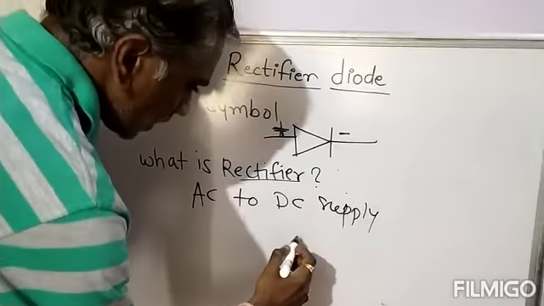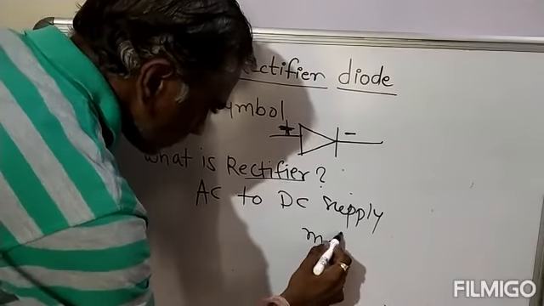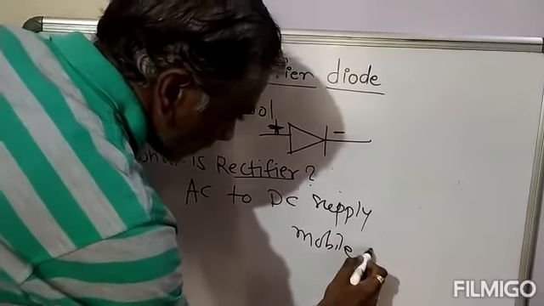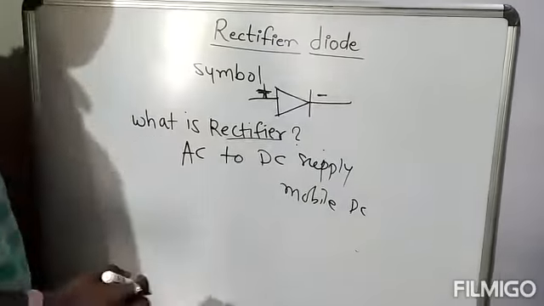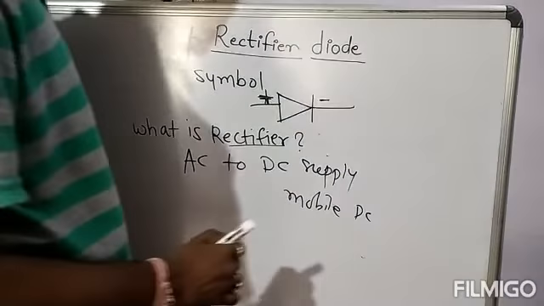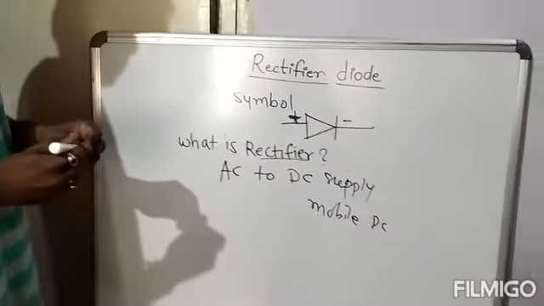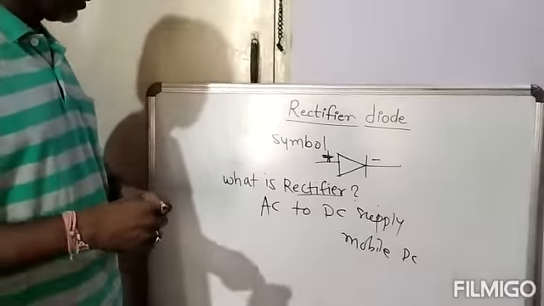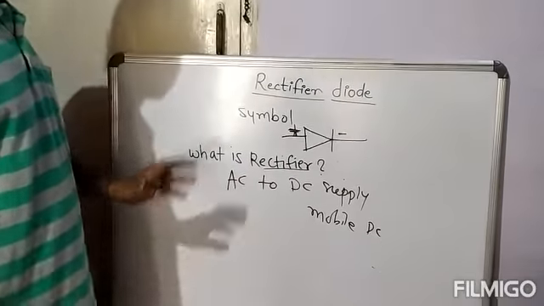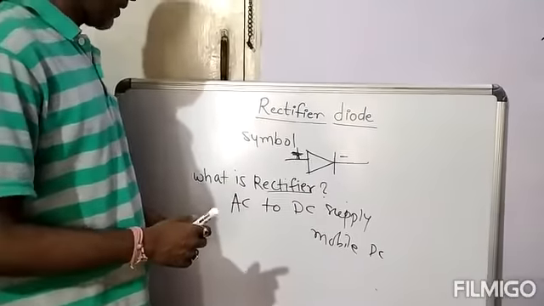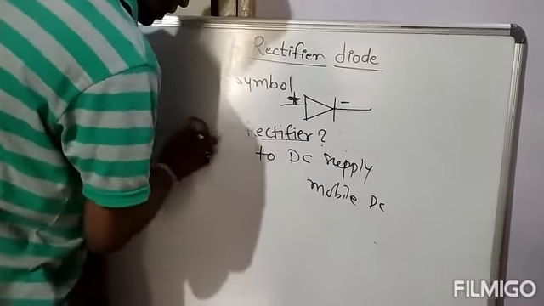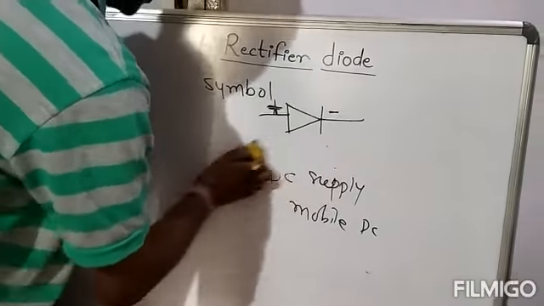So rectifier is a circuit which converts AC supply to DC supply. An example is our mobile, which requires DC supply. There are so many examples in which rectifier circuit is used. So it is a very vastly used circuit. It is a rectifier circuit.